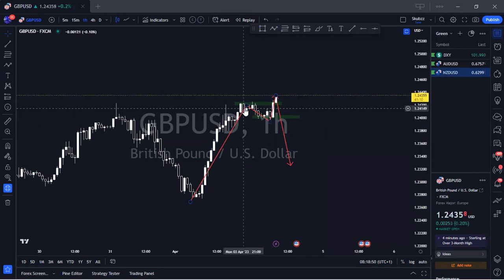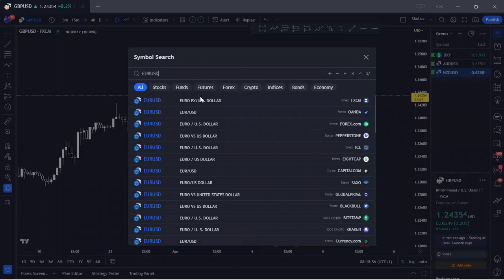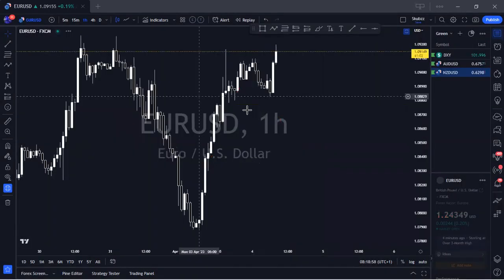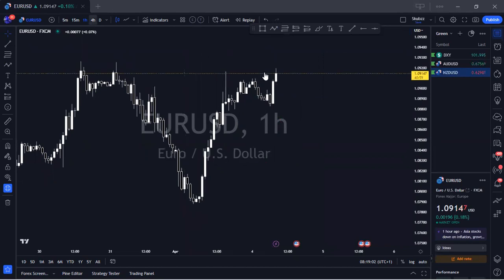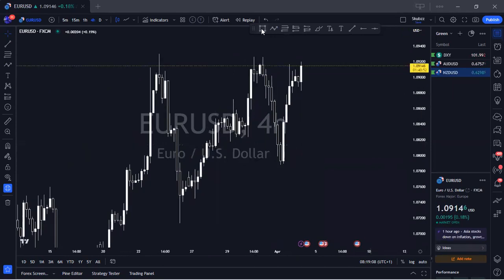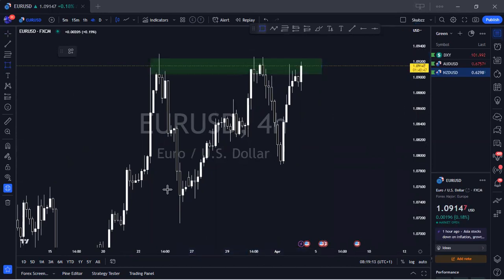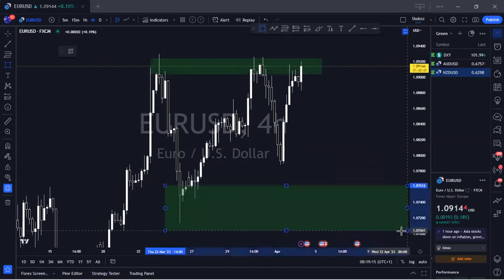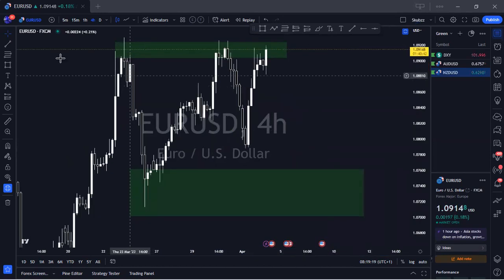Yeah, EUR/USD. EUR/USD is ranging on that 4-hour range. Okay, not really. Okay, yeah, it's in the range. So we have the top of the range here, and then we have the bottom of the range here. You can see that for how many days now, since the 23rd, we have been inside this range.